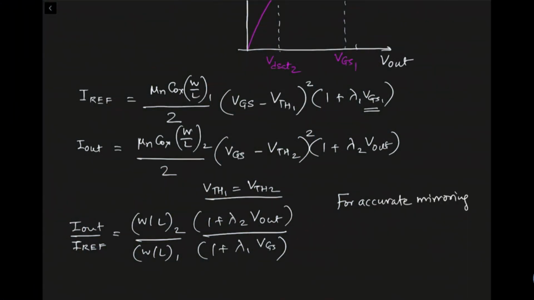If you choose the same length for both the devices, okay, then it kind of makes sense that you would get the same lambda, and it would be easier for us to replicate them. So for accurate mirroring, you can keep L1 equal to L2, which will give us lambda 1 equal to lambda 2, and let's say that's equal to lambda for a minute. Now this particular factor, the second order effect lambda times voltage, is a small factor, right?